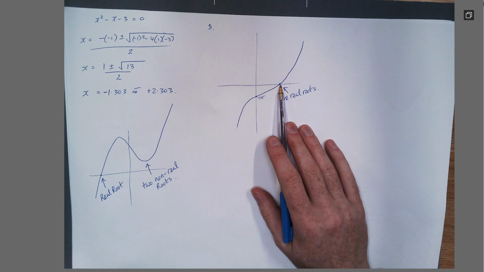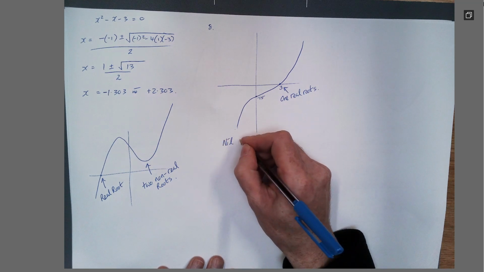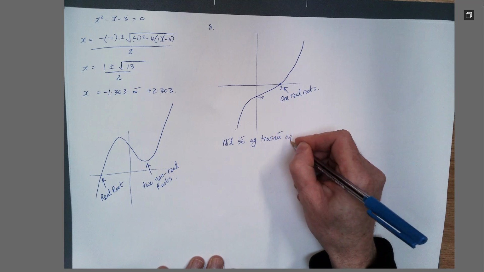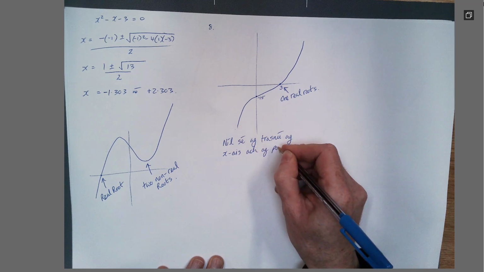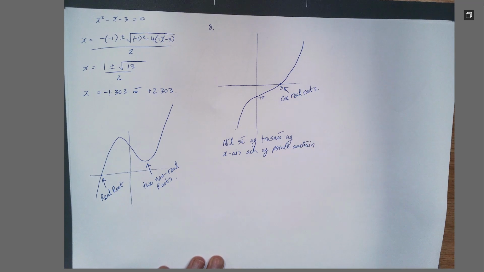So here's the question: use your graph to explain why the equation f of x has only 1 real root. How do we use the graph? The graph crosses the x-axis only once. Okay, so therefore it has only 1 real root. Part (b): use the factor theorem and algebra to verify that the equation f(x) has only 1 real root.